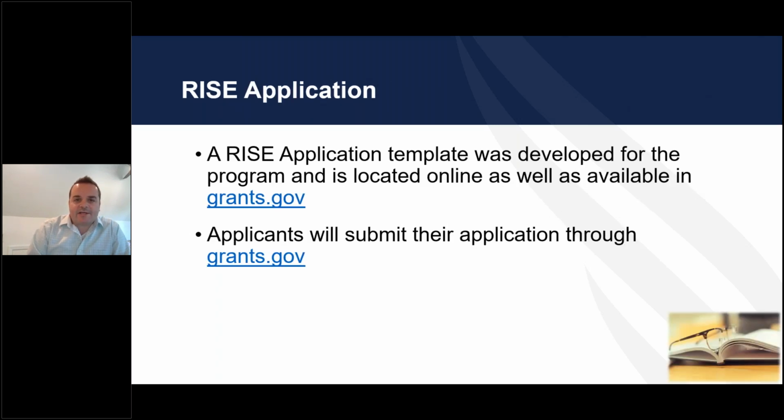So a RISE application template was developed for the program, and the template follows what is contained in the regulation itself, but gives you a user-friendly guide for the application. It's located online and is available on grants.gov. Through this PowerPoint, you can click the hyperlink to take you to grants.gov to pull that application. We do have the application on our USDA website as well. When you go under the RISE program, you'll see a copy of that same template, but it must be filed through grants.gov. Next slide, please.